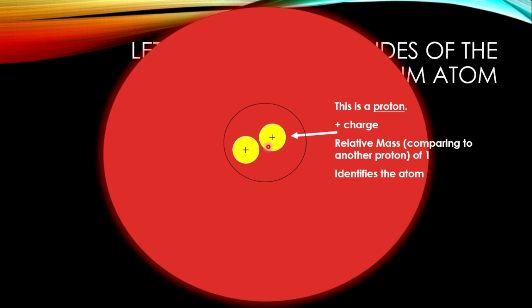Ang kanyang charge ay positive at ang relative mass niya comparing to another proton is 1. So for example, meron kang isang proton, i-compare mo yung kanyang mass sa another proton. So magkapareho lang sila, so it is equal to 1. So yung bilang ng proton, siya ang mag-dictate kung anong magiging element siya. Now dito, dalawa ang ating protons, ibig sabihin nun, siya ay helium.